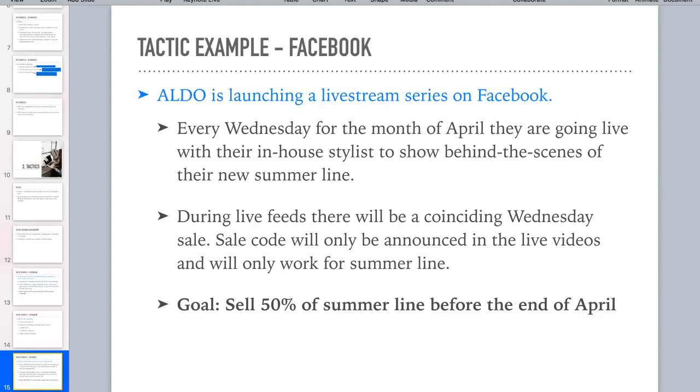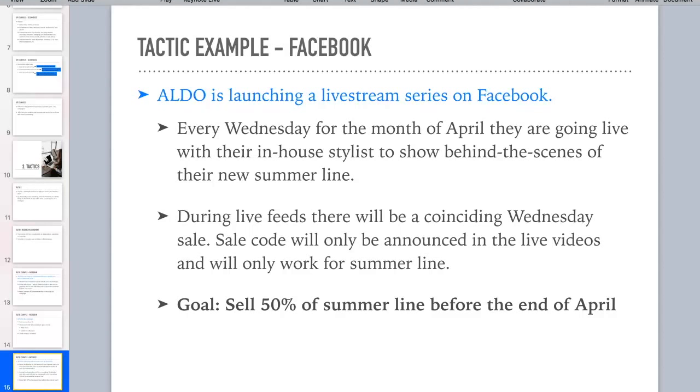So now we're going to use Facebook as a tactic example just to bring this all into a different light. Aldo is also launching a live stream series on Facebook. Every Wednesday for the month of April, they're going to go live with their in-house stylist to show behind the scenes of their new summer line.